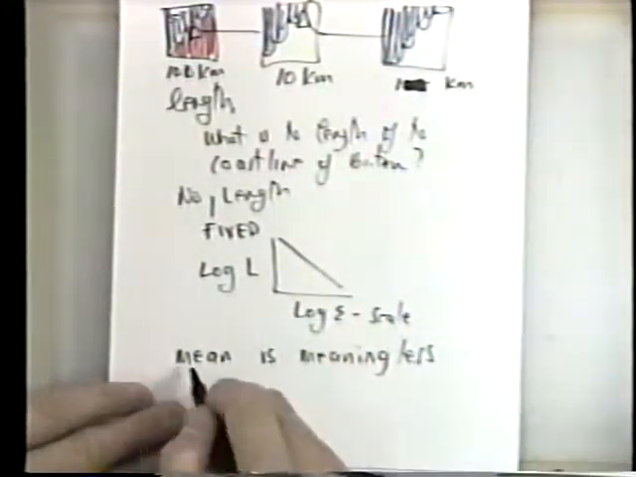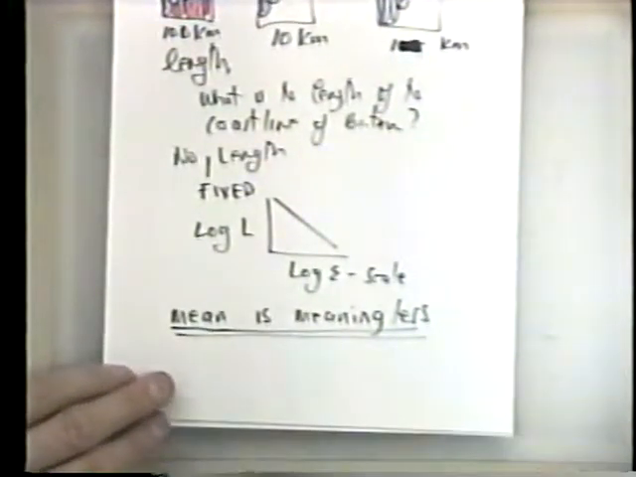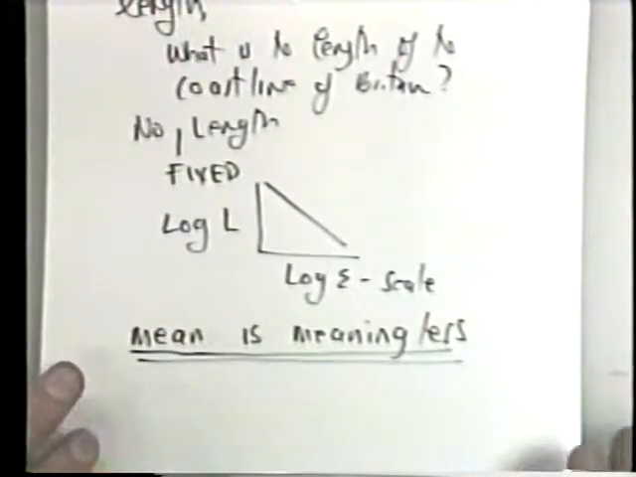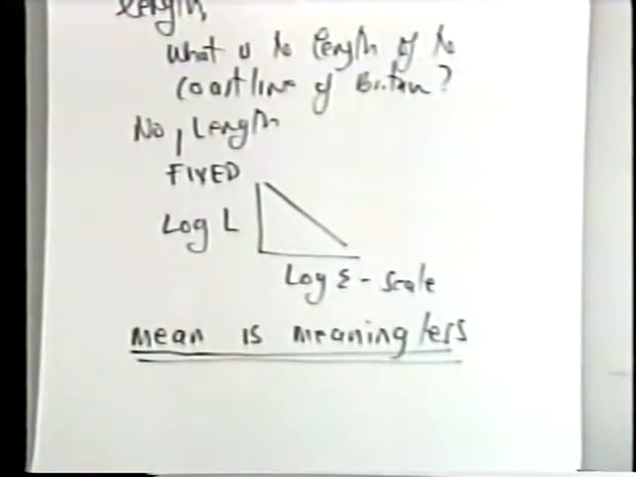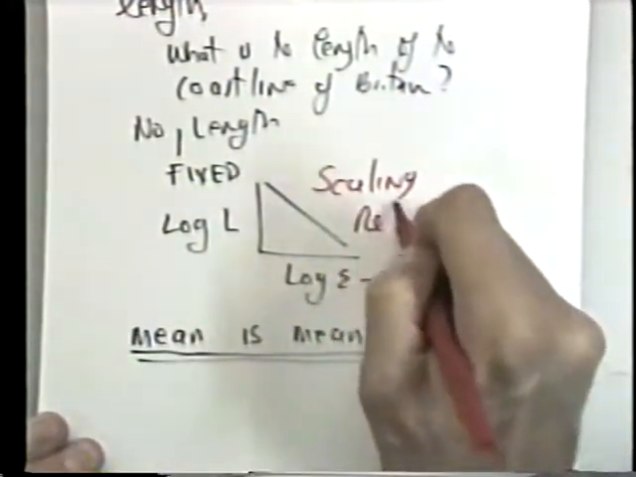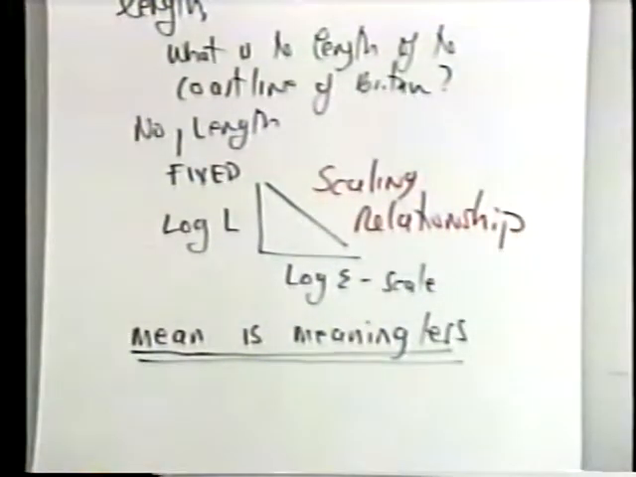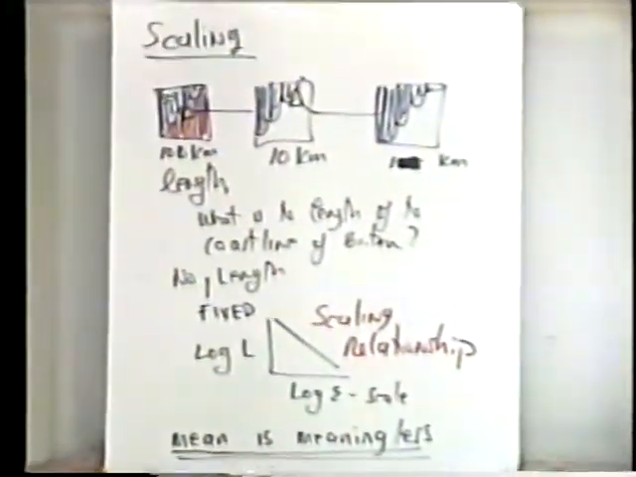So we're really dealing with a situation where the mean is meaningless, where the mean depends on the resolution at which it's measured. And this dependency of how a measured property depends on the scale, I've called, in other people's words, the scaling relationship. And this is where we left off 2 weeks ago. I was giving examples of scaling relationships.